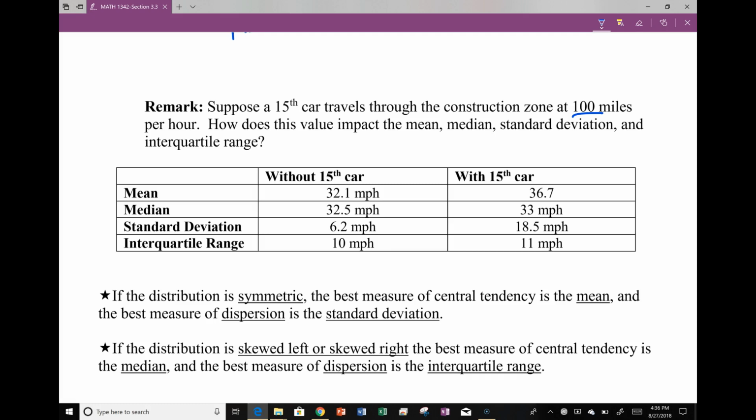Well, now, using the 15th car that's going 100 miles per hour, notice that the mean increases to 36.7 miles per hour. The median doesn't really increase very much. It increases to 33. Notice the standard deviation. This is the spread. We're spreading them out more. So that is actually at 18.5 miles per hour. The interquartile range doesn't change much either.